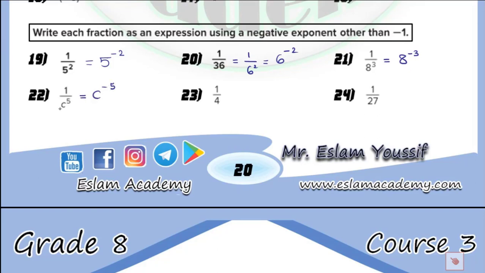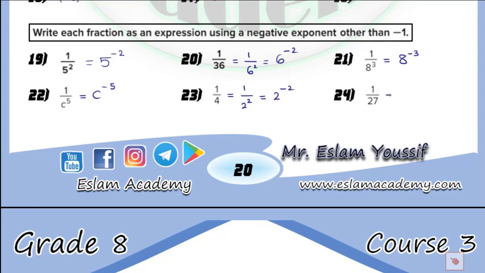If that's written down with a positive power, it will be up with a negative. If that's up with negative, it will be down with positive. Now also we have 1 over 4. We know that 4 is equal to 2 to the power 2. Now we have 1 over 2 to the power 2. So the answer now will be equal to 2 to the power negative 2.